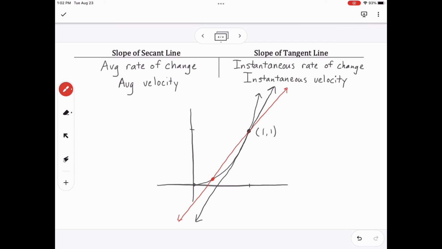The other one's instantaneous. What we really want to be able to hone in on is our instantaneous rate of change, or instantaneous velocity. That's what we talk about for these. Okay? Have fun.